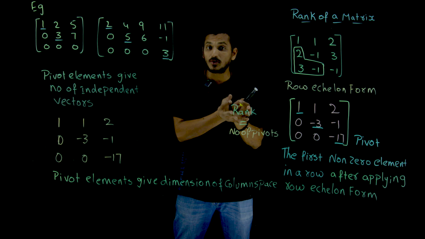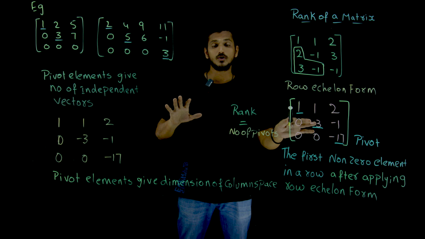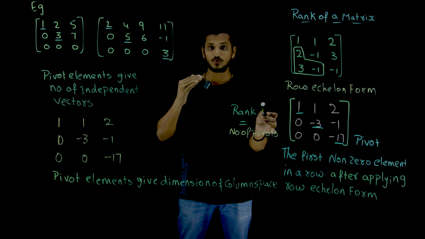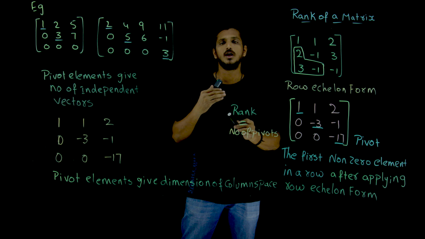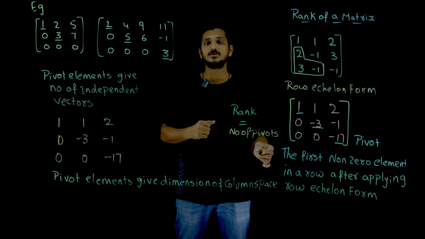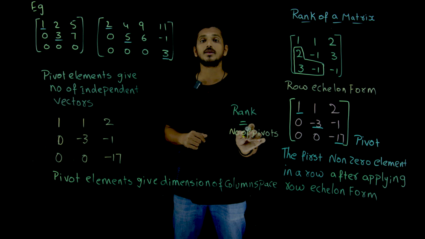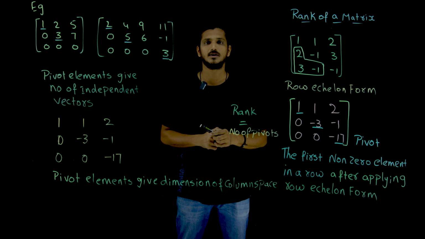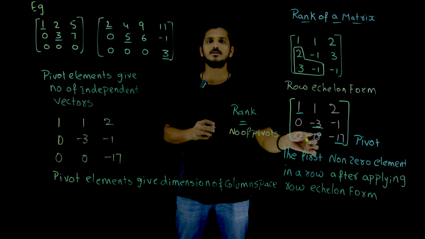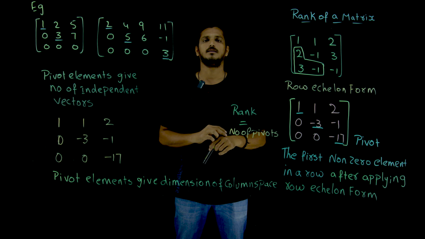So what's the use of this pivot element? That is very important to understand. We are going to discuss the use of pivot elements in a minute. Before that, we do some practice examples to find the pivot elements. The rank of a matrix is given as the number of pivot elements. After applying row echelon form, how many pivot elements are there? 3 pivot elements are there. So the rank of this matrix is 3.